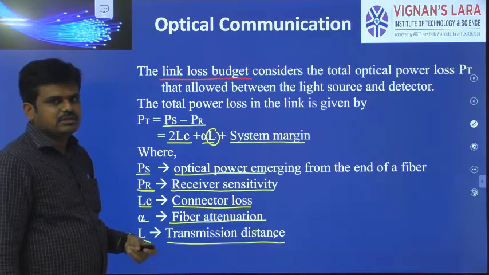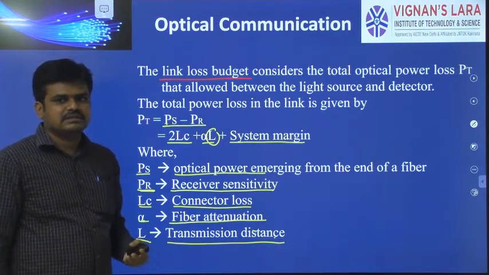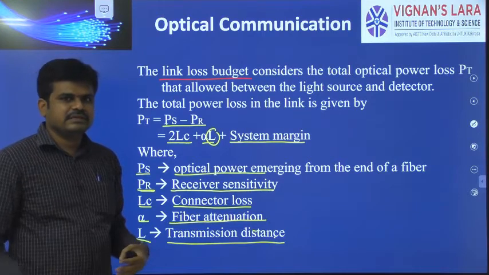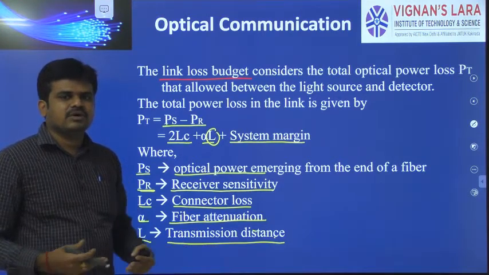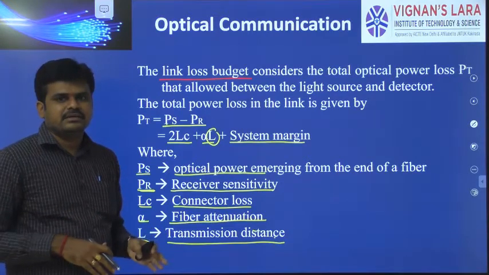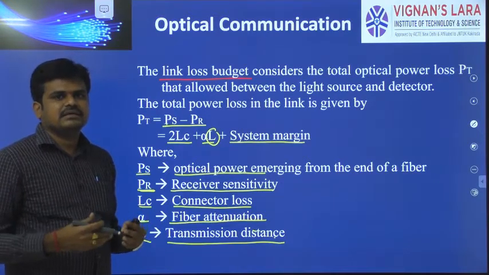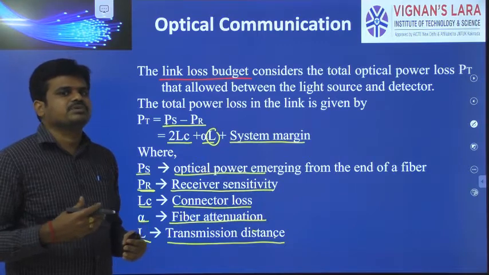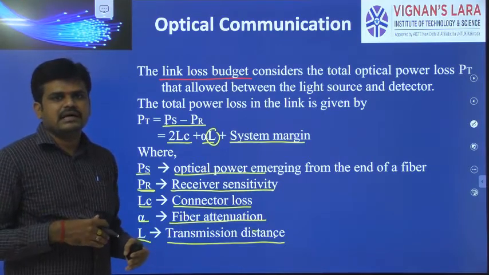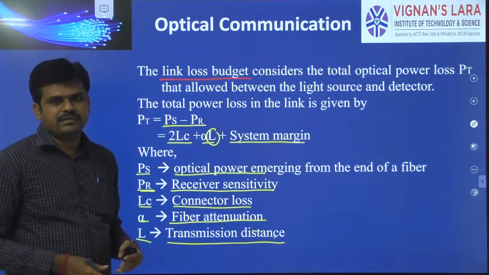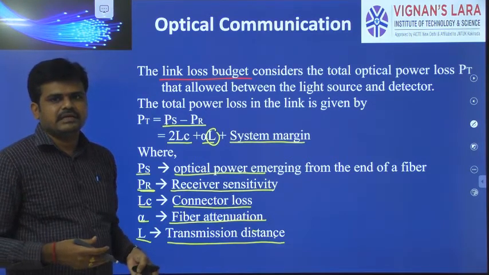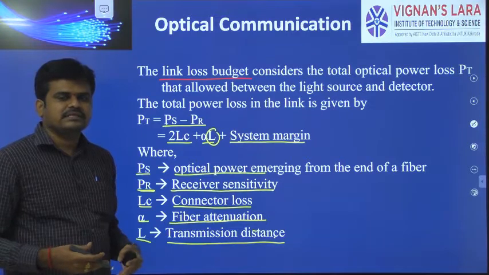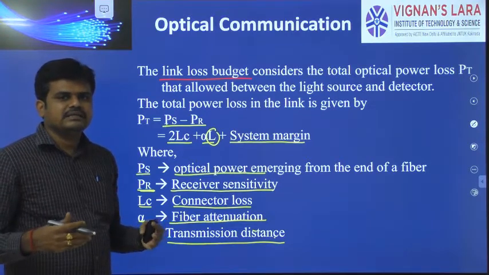If there is more power loss, for example, you have established the link, but the loss is more than expected, then you can say that the performance of the established link is not up to the mark. If the loss is less than the expected value, then you can say the performance of the optical link is good.